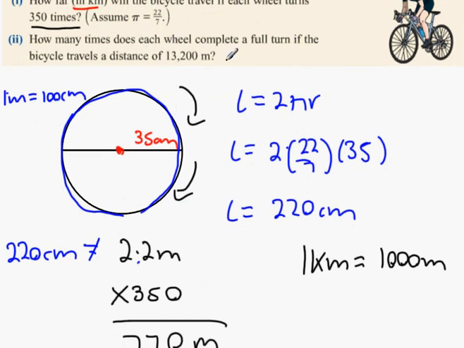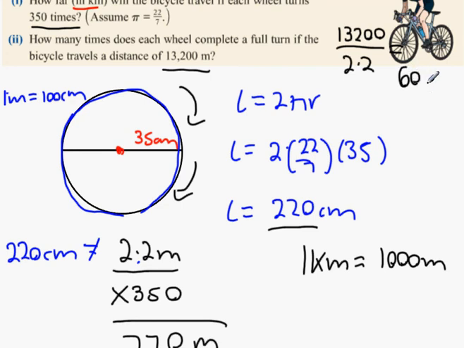Now, how many times does each wheel complete a full turn if the bicycle distance is 13,200? 13,200 divided by, how much is there in one turn? How many meters in one turn? We did it earlier. 220 centimeters, which is also 2.2 meters. So divided by 2.2, and what do you get? Anybody? I think it's going to turn out to be 6,000 turns, hopefully. 6,000 turns. You alright with that?